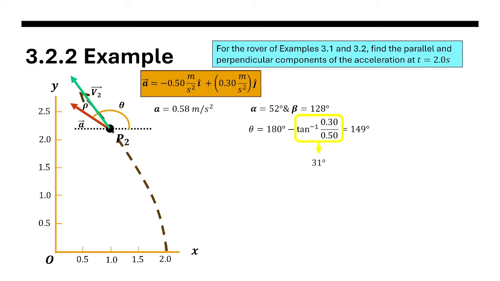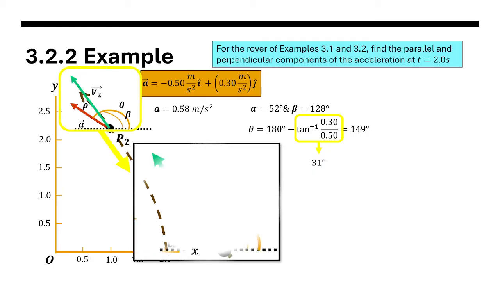Because this part is 31 degrees, that is from the negative x-axis. 149 is from the positive x-axis. So let's put beta again in our diagram in order to get the value for rho. That is our beta. Beta is from the positive x-axis to v2.